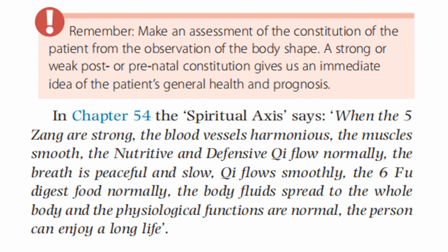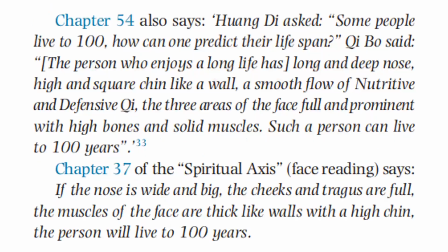Chapter 54 also says, Huang Di asks, some people live to 100. How can one predict their lifespan? Qibo said, the person who enjoys a long life has a long and deep nose, high and square chin, like a wall, a smooth flow of nutritive and defensive qi. The three areas of the face full and prominent with high bones and solid muscles. Such a person can live to 100 years.